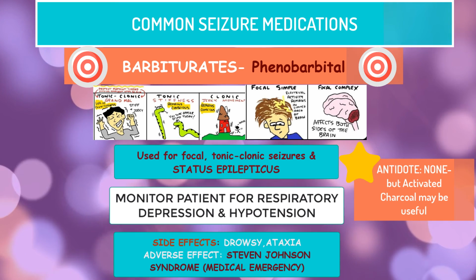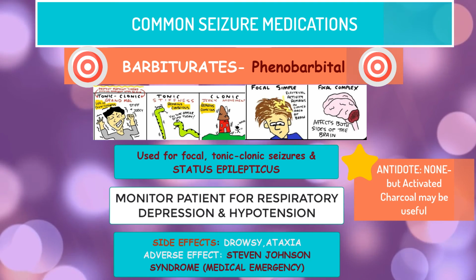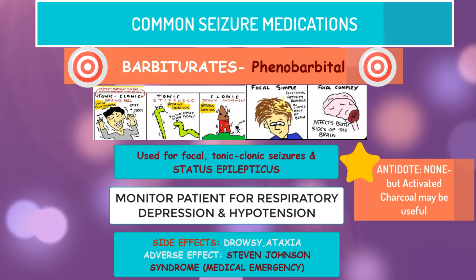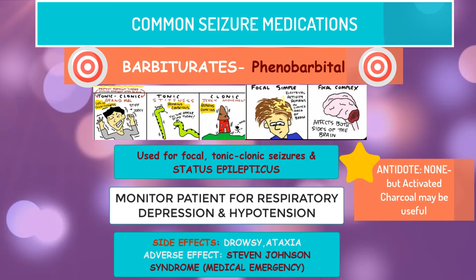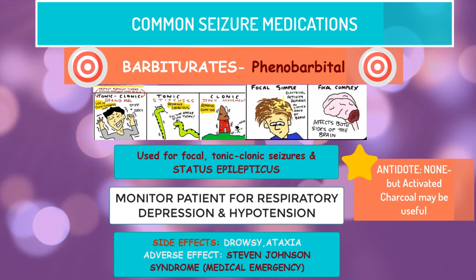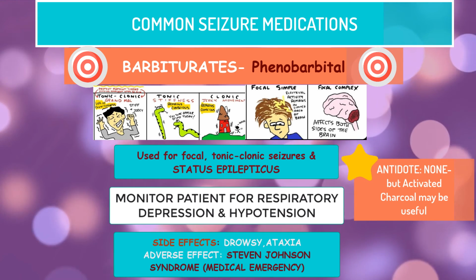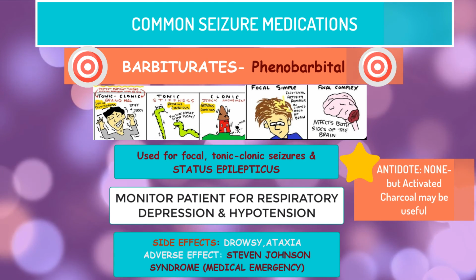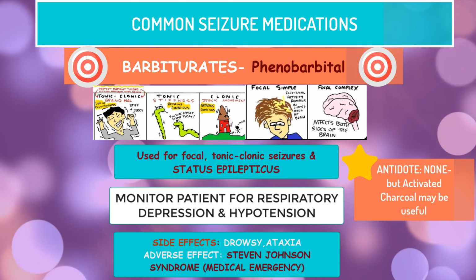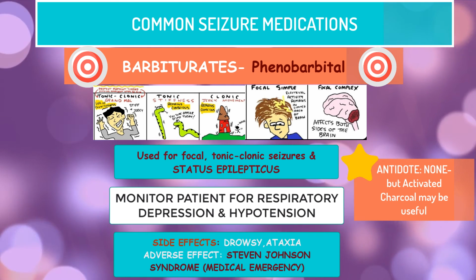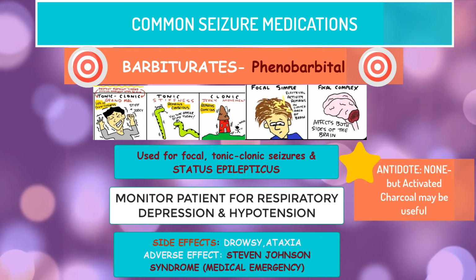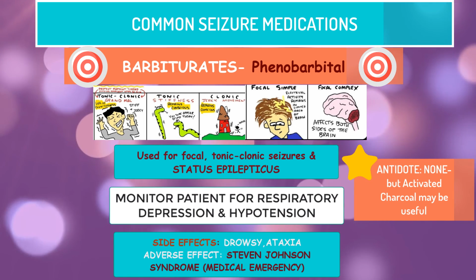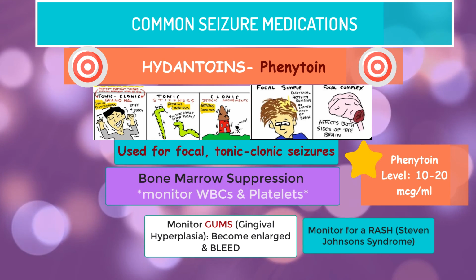Although rare, phenobarbital has been associated with Stevens-Johnson syndrome, which is considered an emergency that results in blisters, specifically in the mucous membranes, fever, and widespread pain. A side effect of phenobarbital or barbiturates is drowsiness and ataxia. And regarding the antidote, there is no antidote for barbiturates. However, it has been stated that activated charcoal may be used. And if that doesn't work, the patient may get hemodialysis.